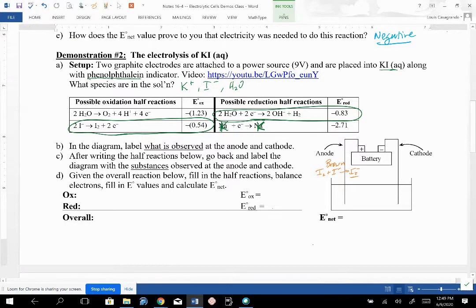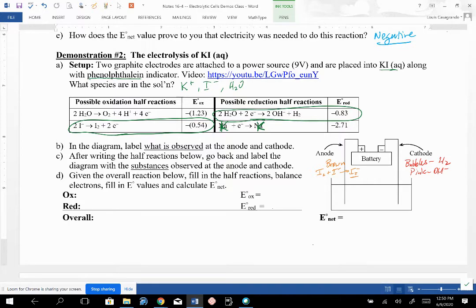Meanwhile, at the cathode, what's going on at the cathode? We see bubbles. And we see that the phenolphthalein turns pink. I'm going to find a pink someday. And so what does that indicate? That indicates the presence of hydroxide, and the bubbles are the H2 gas that's being produced at the cathode.